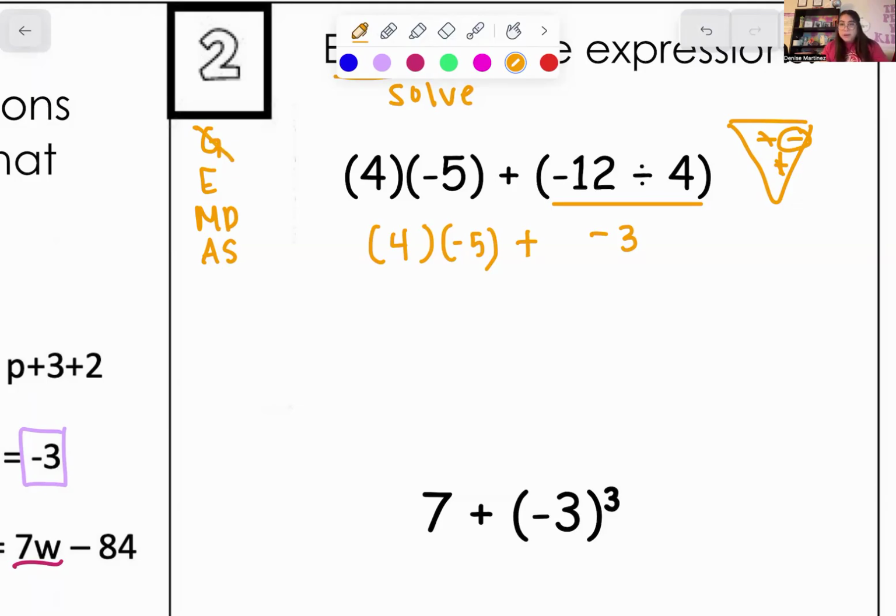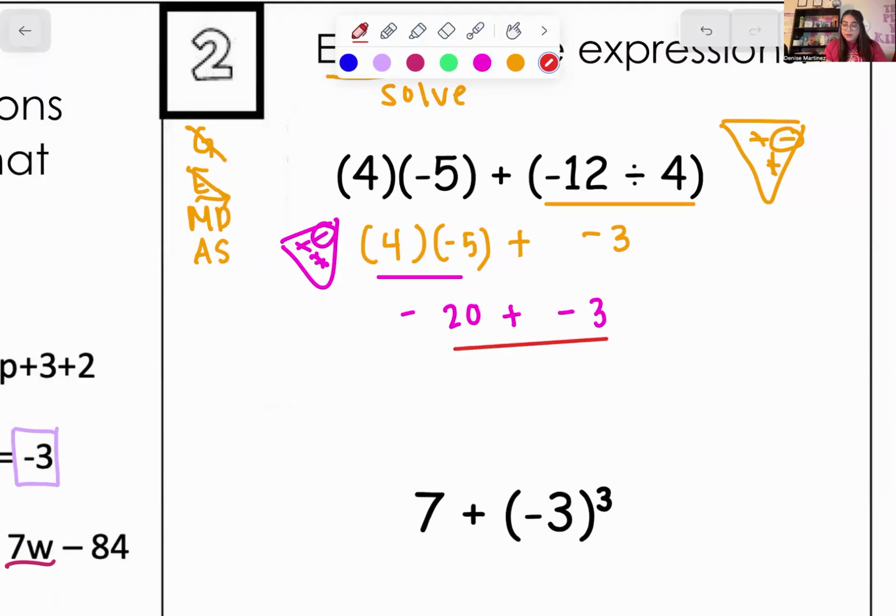I don't have any more grouping. I don't have exponents. I'm going to look for multiplication or division from left to right. I see multiplication, and again, I see that we're multiplying a negative. So I'm going to do positive, negative. It's a -20 plus -3. I know that when I'm adding and they're the same signs, we're going to add and keep the sign. So -20 plus -3 is -23.